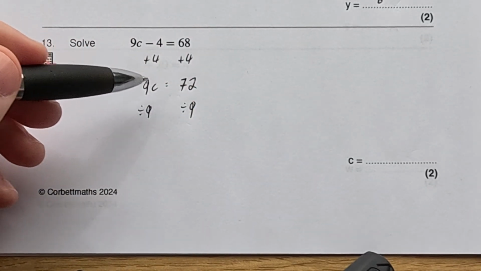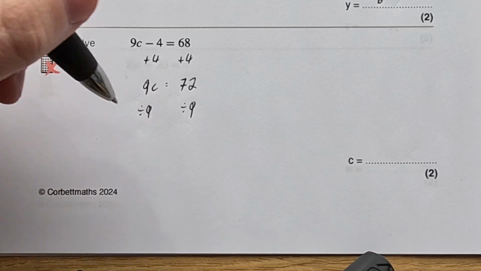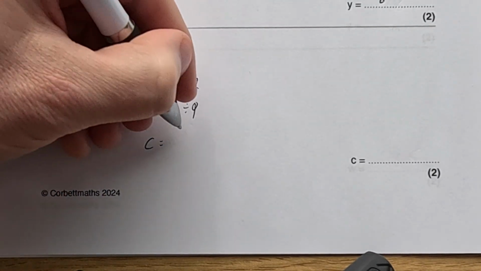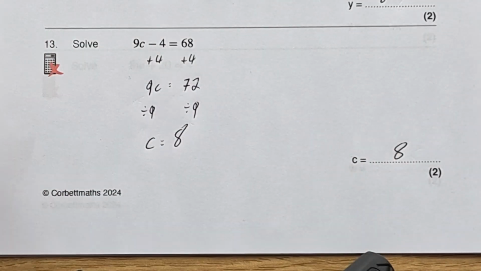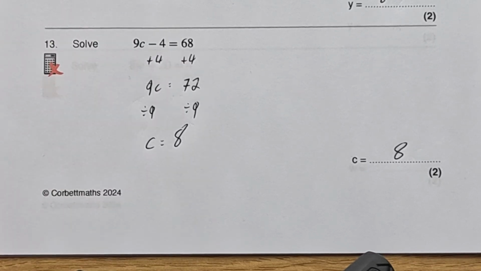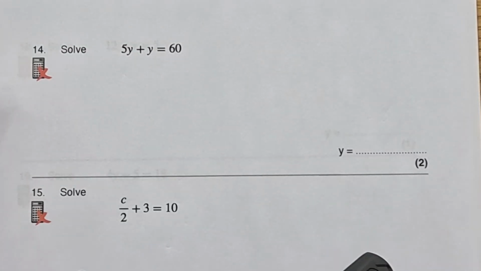On the left hand side, well, we're dividing by 9 to get rid of the times by 9, so we'll just be left with c. And on the right hand side of the equation, 72 divided by 9 is equal to 8. So that means that c equals 8. And let's just check it. 9 times 8 is 72. Take away 4 is 68. So that's it. Okay, let's have a look at our next question, question number 14.